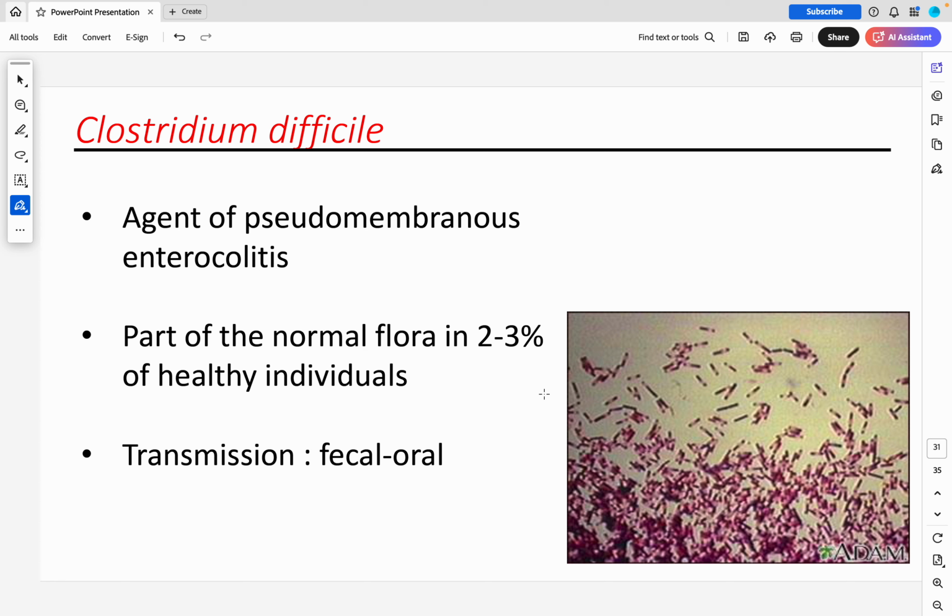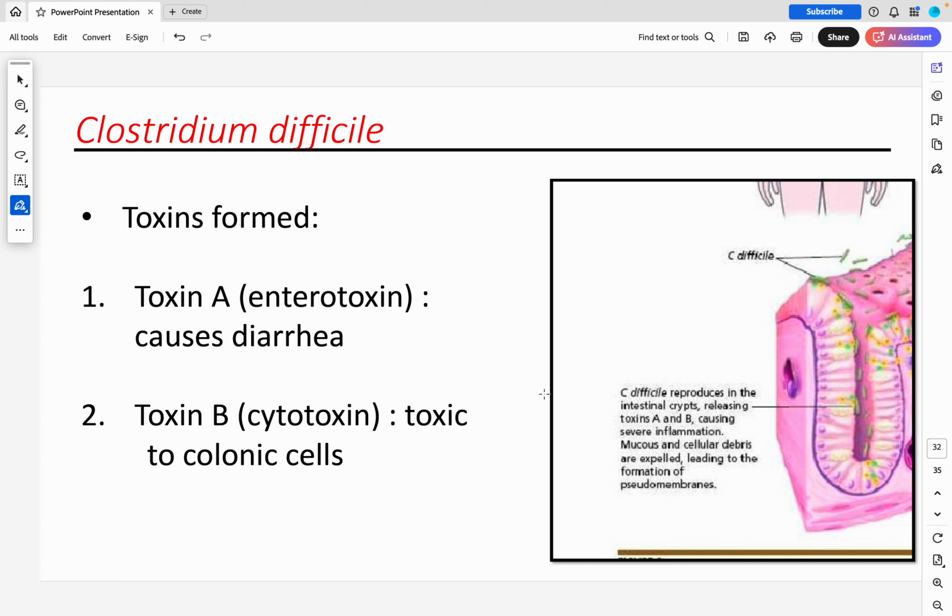Anyway, all right, and then we have C. difficile, which is the agent of pseudomembranous enterocolitis. C. difficile is part of our normal flora. About 2 to 3% of healthy individuals globally have it as normal flora. It's transmitted via the orofecal route, and virulence determinants of this species are toxins produced by the pathogen. Toxin A, an enterotoxin capable of causing diarrhea, and toxin B, a cytotoxin toxic to the host cells, to colon cells.